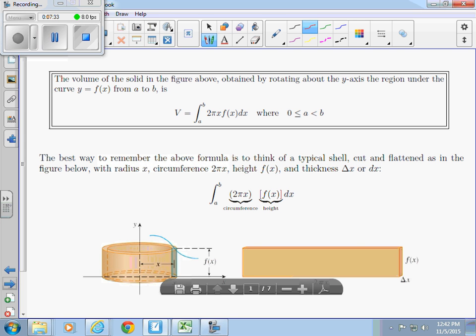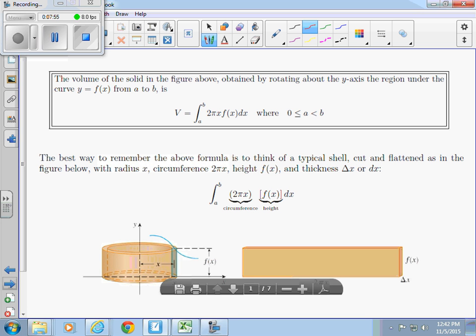Now the formula I have up here is really too simplistic. This is what a lot of textbooks write the formula as. I don't like it because we have to modify it. So I'll show you what we will rewrite it as. But this formula is only if you're rotating around the y-axis.